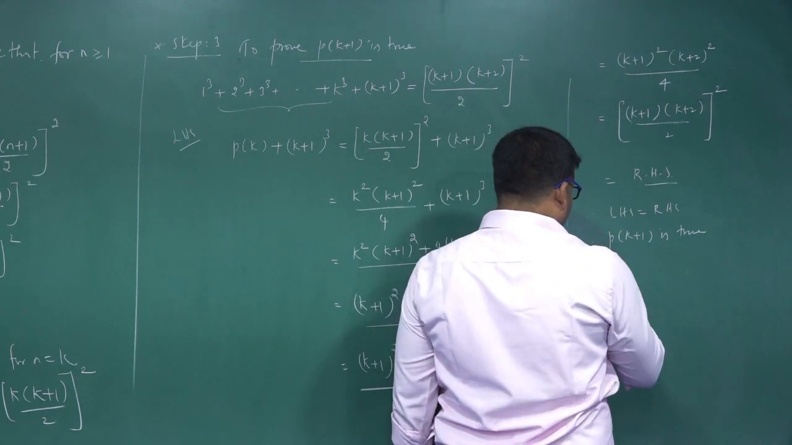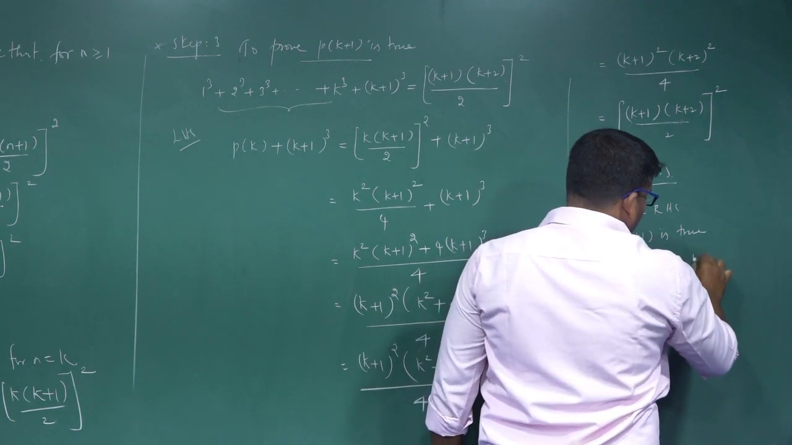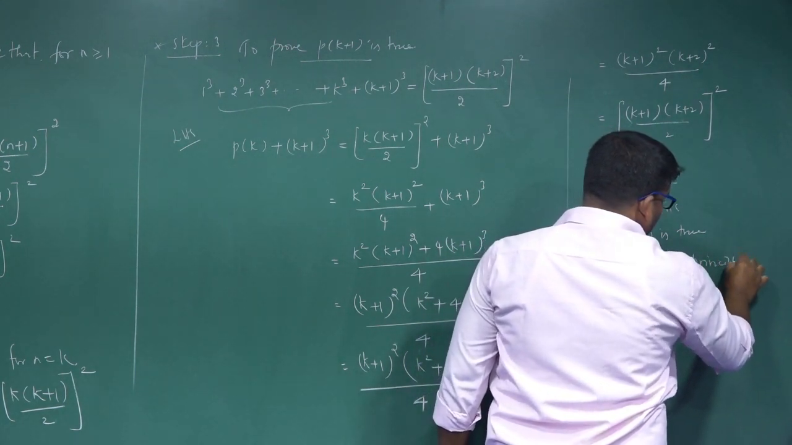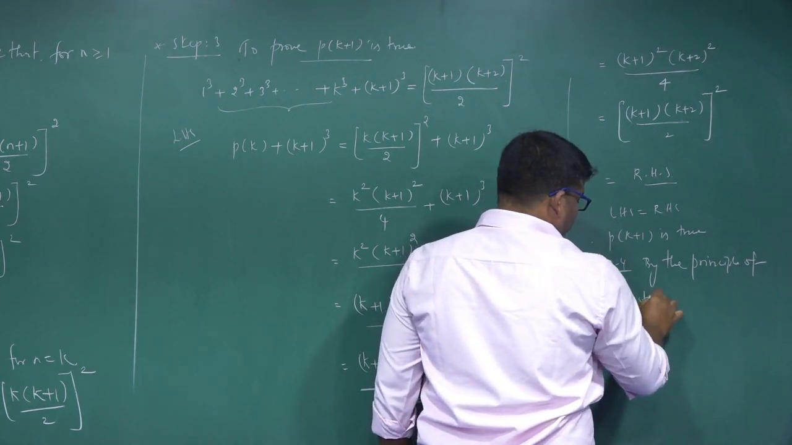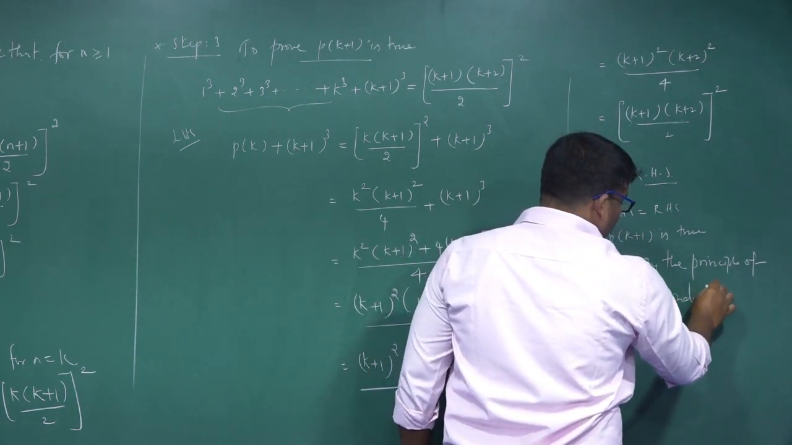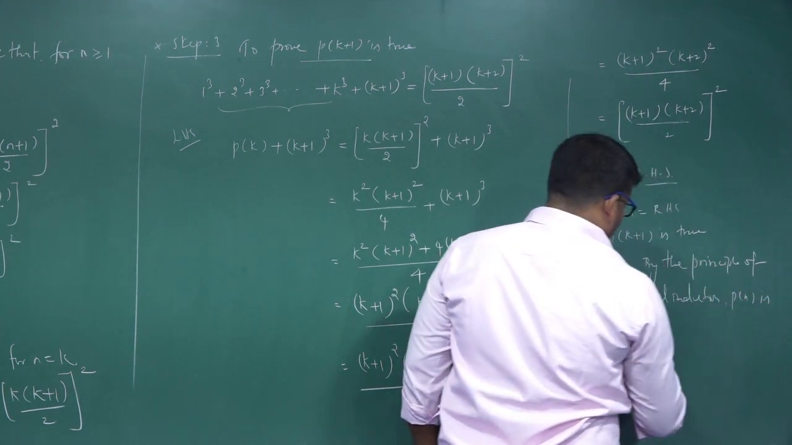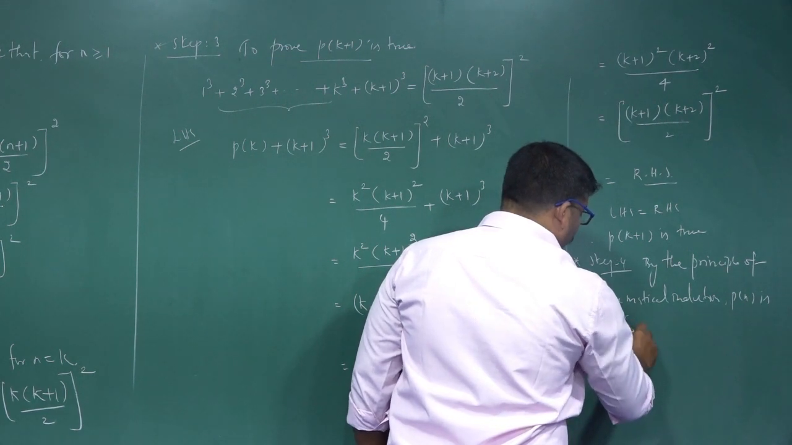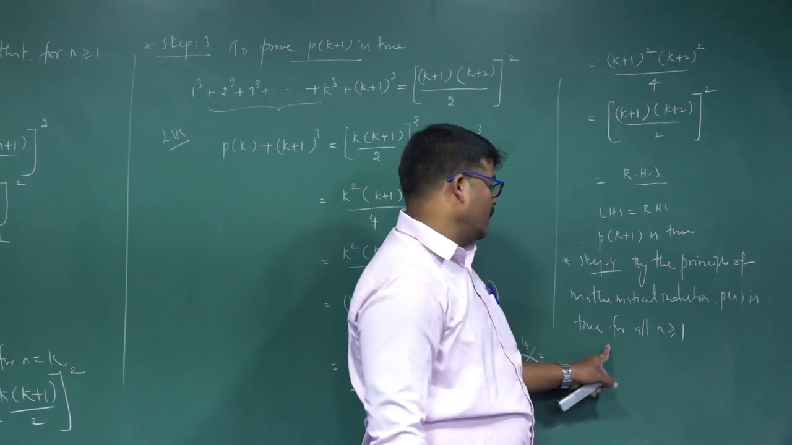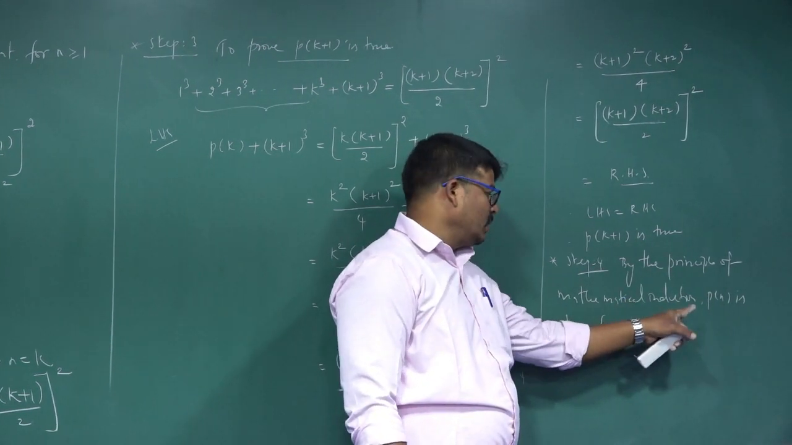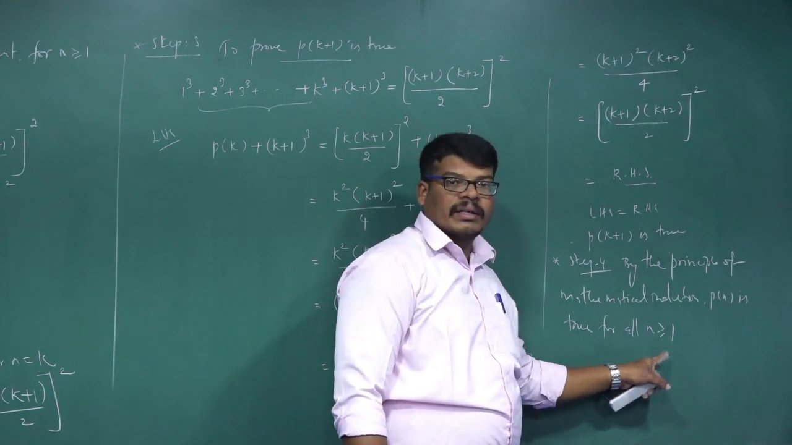The last step, step 4, is by the principle of mathematical induction. By the principle of mathematical induction, P of n is true for all n greater than or equal to 1.